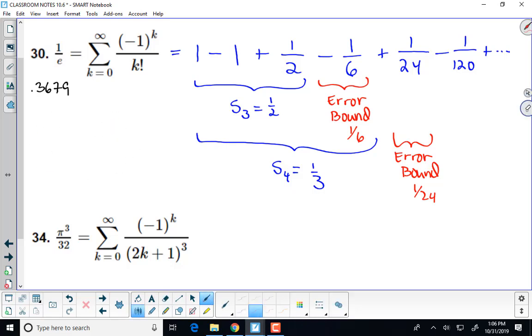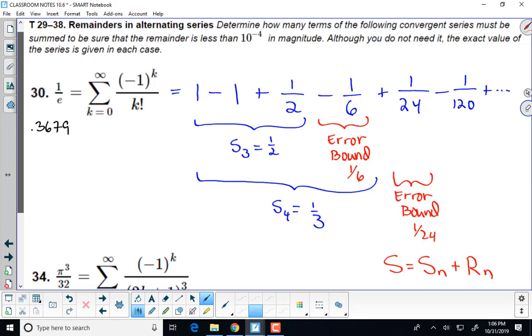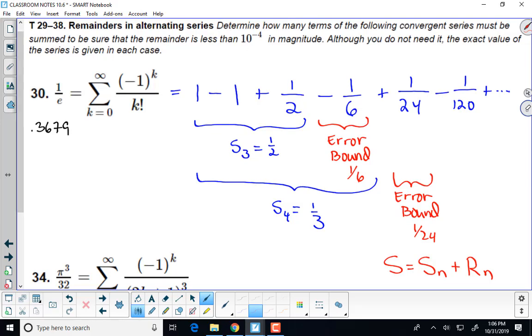So in general, you can think of the sum as the partial sum plus the remainder. And when you subtract off the partial sum from S, that's giving you a measure of the remainder. And if you take its absolute value, you can think of that as the error. Okay, so we want to then figure out how many terms we need to go to have a remainder that's less than 10 to the negative 4.